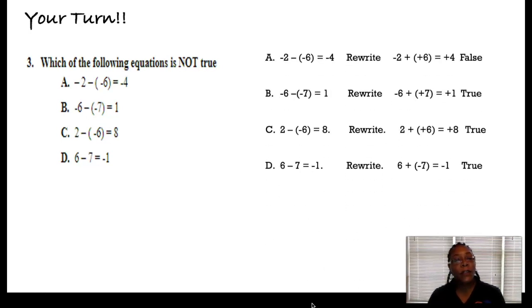Great job. Hopefully you had your answer of A. And here's your reason. I just rewrote it and changed all of my subtraction problems to addition problems, and then I found the solutions that way. And then I put false, true, true, and true. Therefore, the only one that was false was A. You could have used your number line. You could have used counters. Totally up to you. You could just kind of intuitively thought about which one is correct.